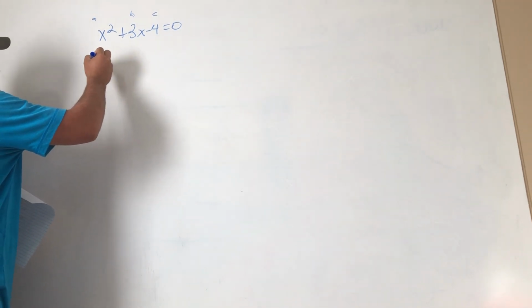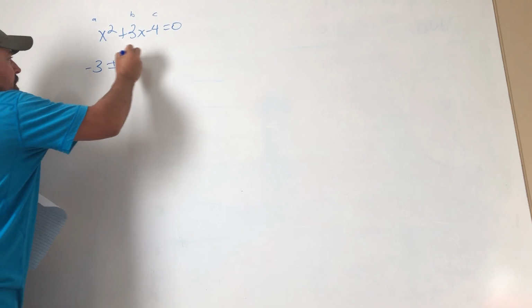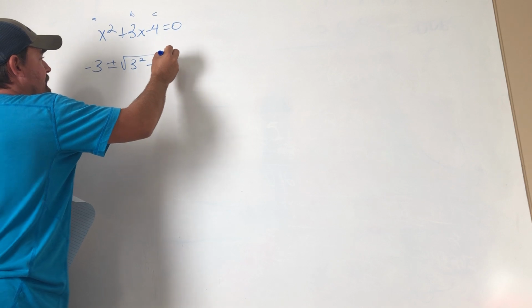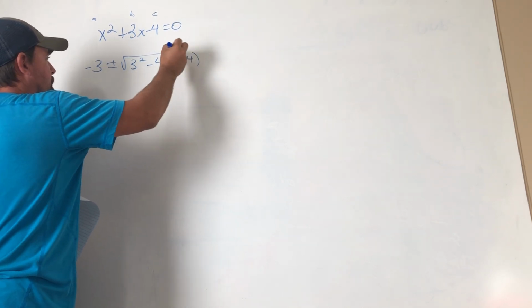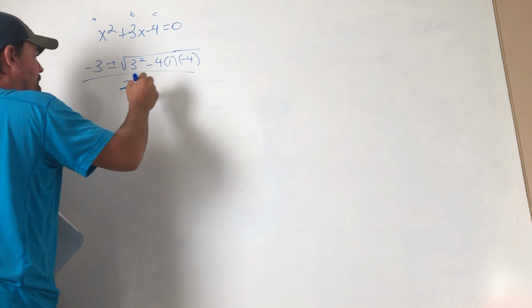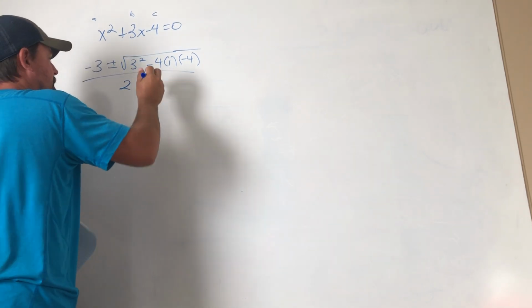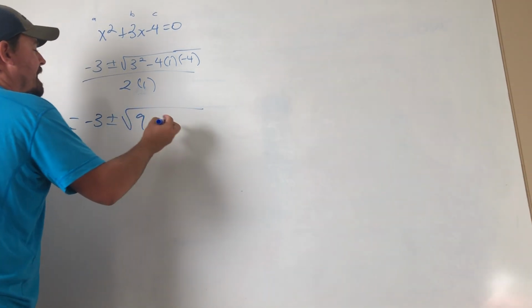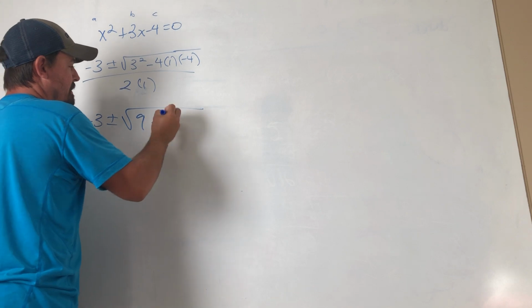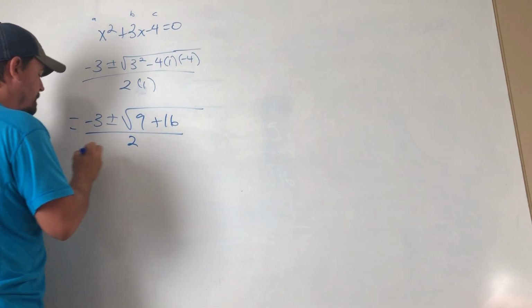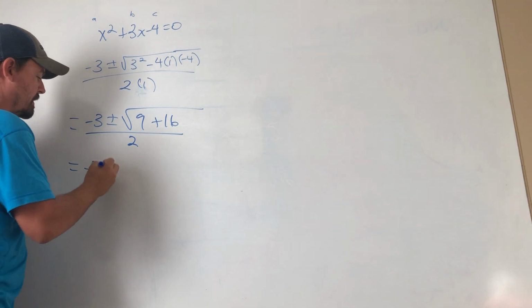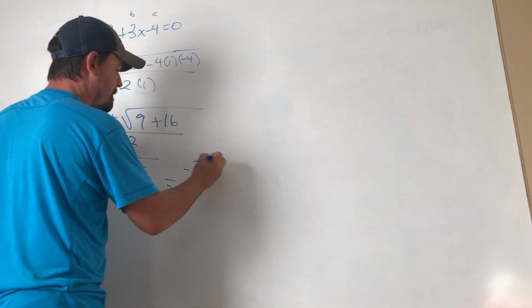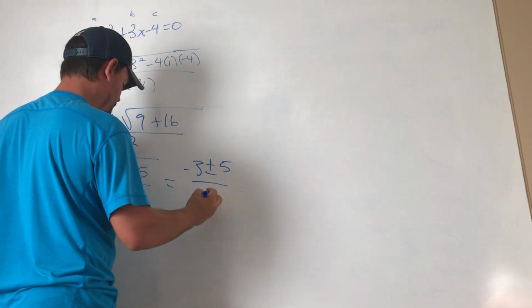So negative b will be negative 3, plus or minus the square root of b squared minus 4 times a times c, which is negative 4, all over 2a, which is 2 times 1. So I get negative 3 plus or minus the square root of 9. Negative 4 times negative 4 is positive 16, all over 2. So I get negative 3 plus or minus the square root of 25 over 2. Now negative 3 plus or minus 5, all over 2.